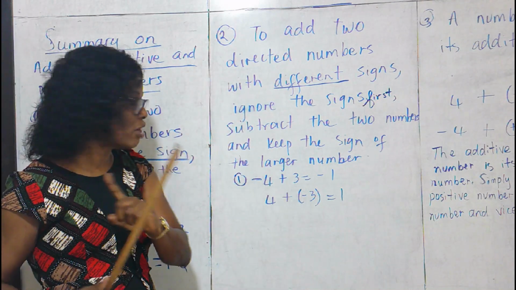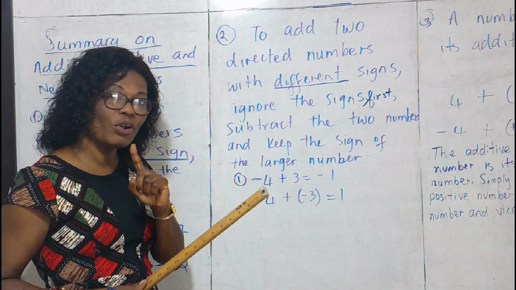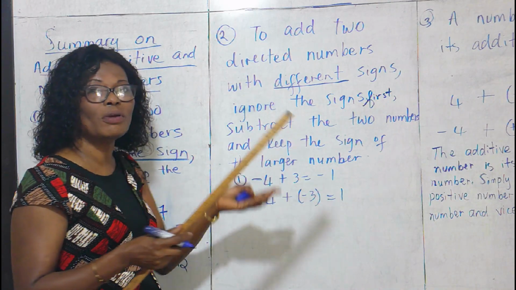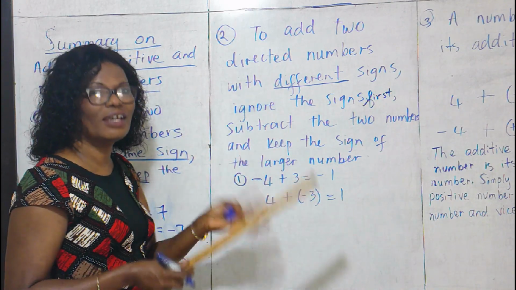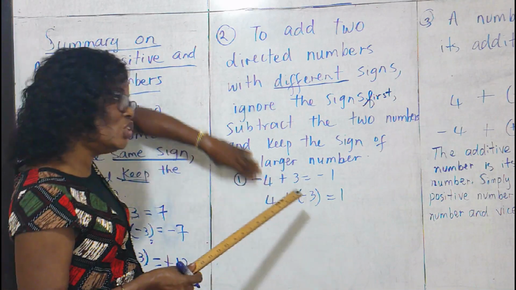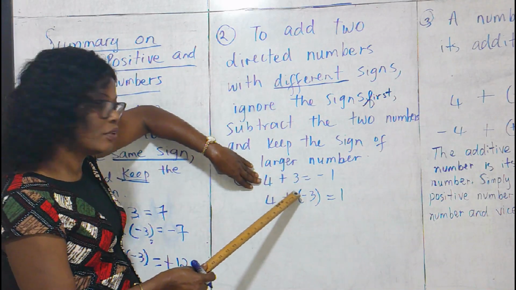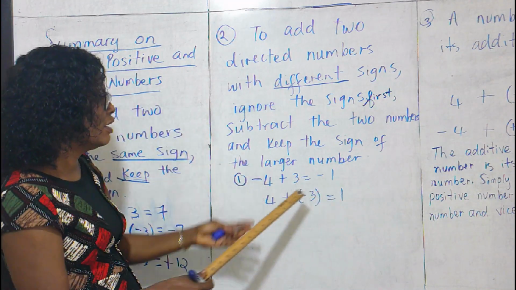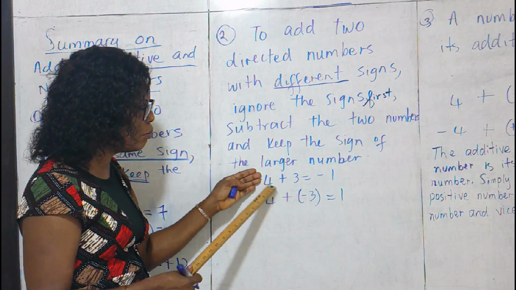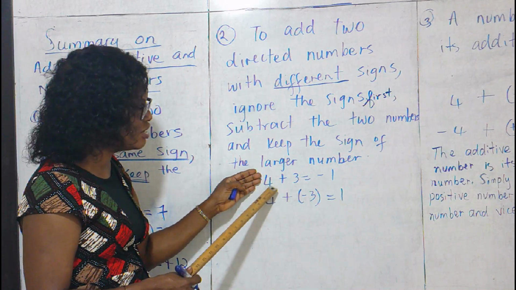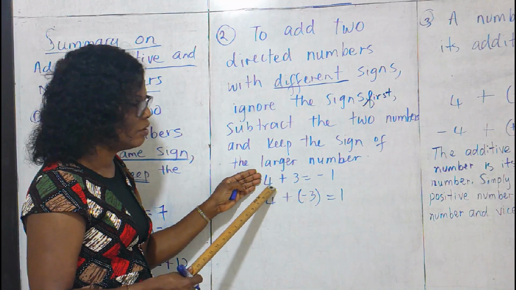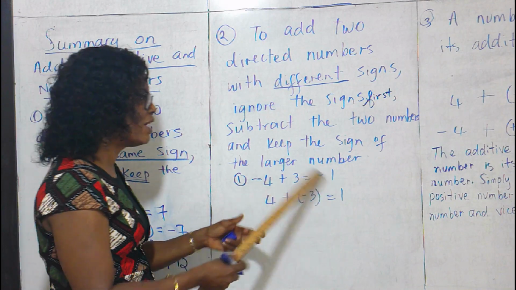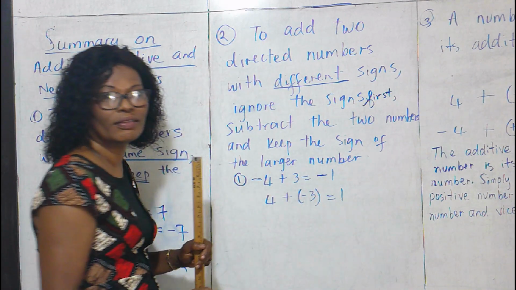Just don't get confused now, we know a positive 4 is larger than a negative 4. Positive numbers are greater than negative numbers. What we're saying is, keep the sign of the larger number. So the larger number, which in this case right now is 4, in the original question, it had a negative sign. So that's why the answer is a negative 1.